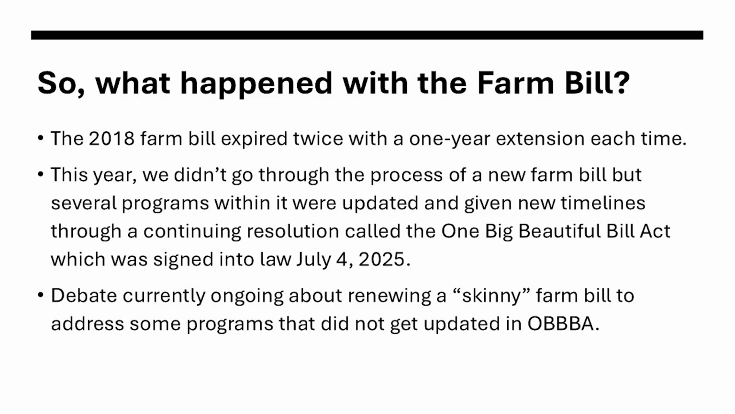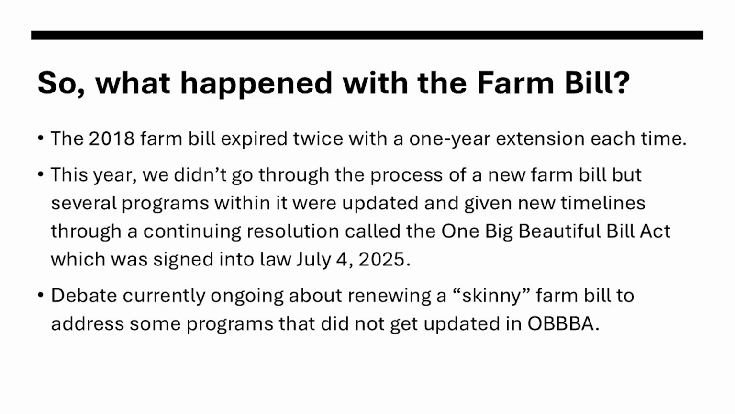So what happened with the Farm Bill? The 2018 Farm Bill expired 2 times, and each time they extended it for a year. And so we're like, ooh, we've got a new Farm Bill, but actually we don't really have a new Farm Bill. So this year we had a unique situation. There was a continuing resolution that was passed into law, and there were several agricultural provisions that were updated that were Farm Bill specific programs through what is called the One Big Beautiful Bill Act, the OBBBA. And that was signed into law July 4th, 2025. And it renewed several programs that were agricultural provisions and updated several programs that were in the Farm Bill.